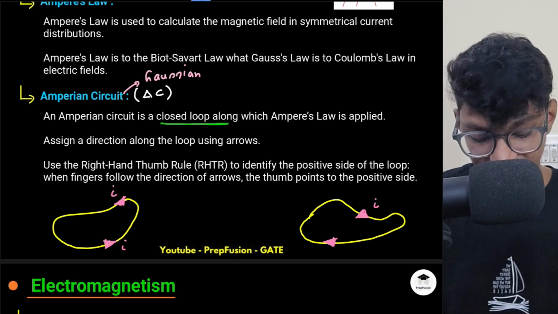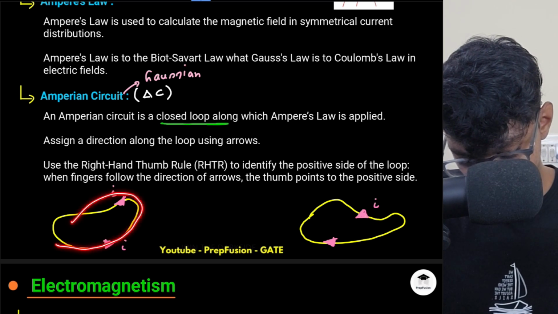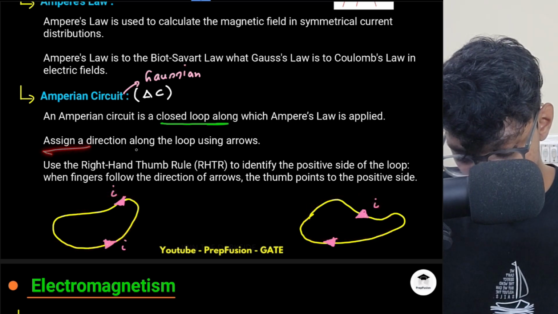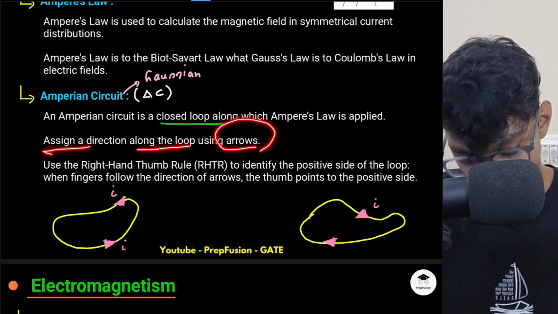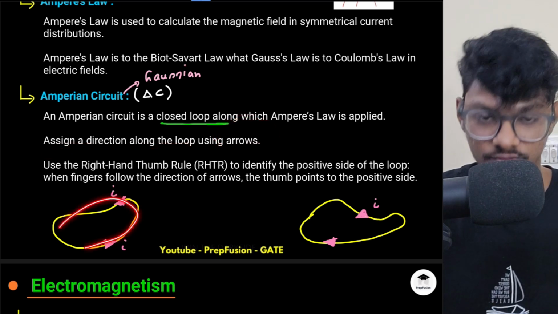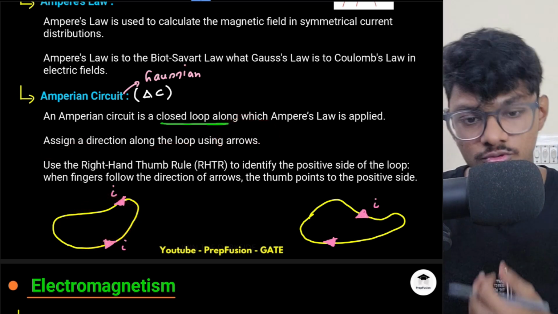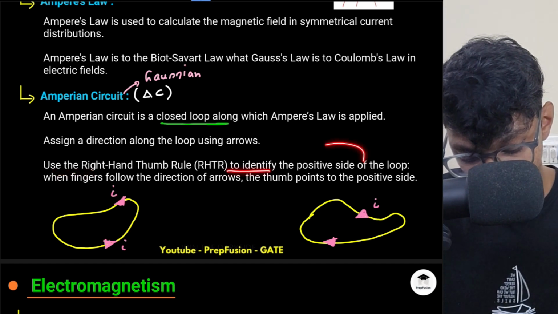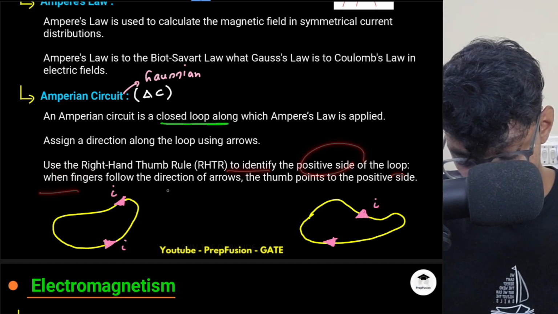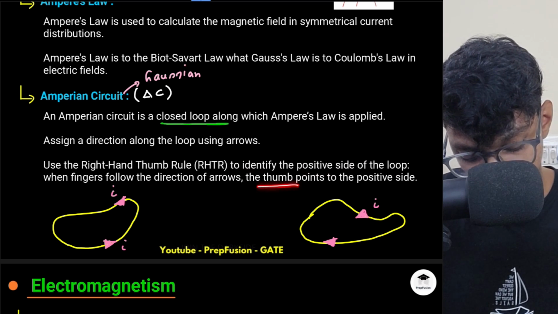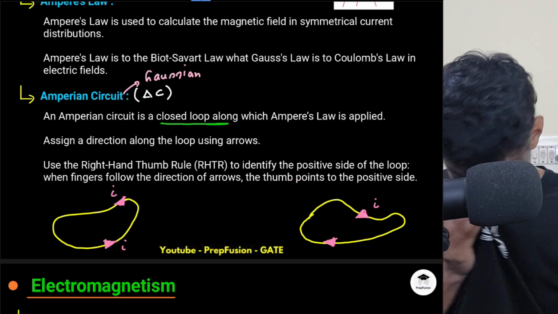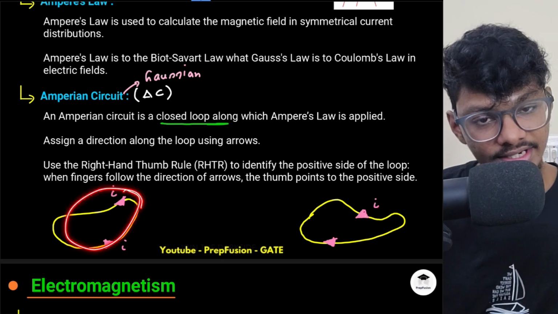Now how do I assign the direction of the closed loop? Because a loop can be in this direction or anti-clockwise. How do I assign the direction? Assign a direction along the loop using the arrows. Okay, I will assign a direction of the loop using the arrows, but how will I choose the direction? That also I will explain. Use the right hand thumb rule to identify the positive side of the loop when the fingers follow the direction of the arrow and the thumb points to the positive side. So first of all, this current direction, how do I choose?